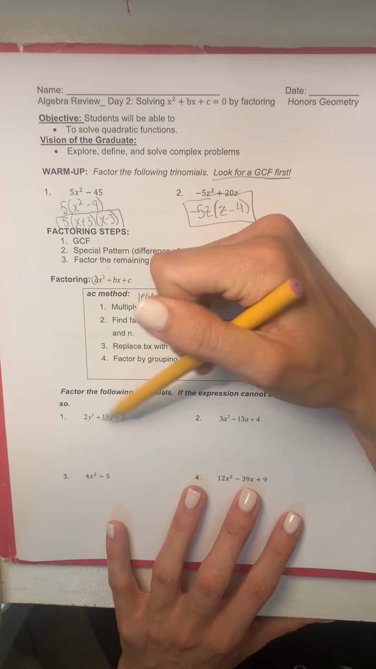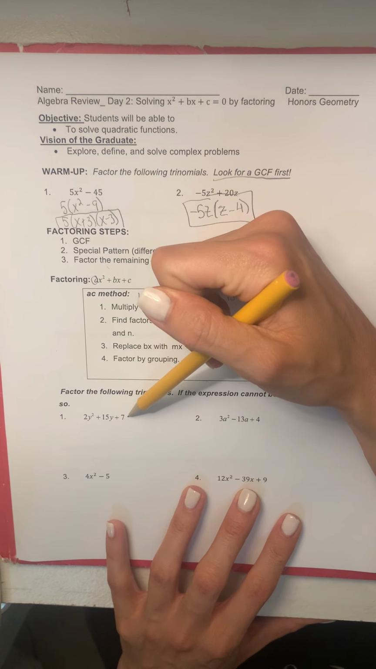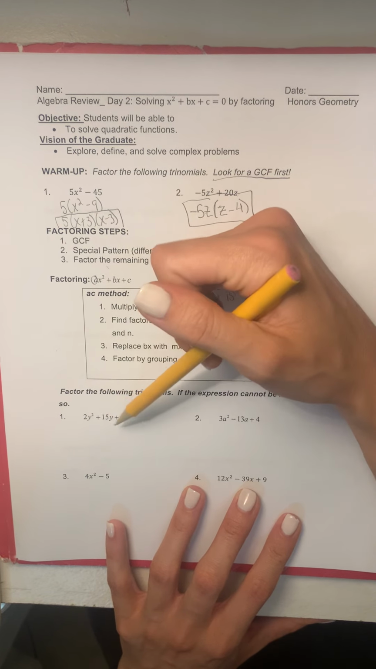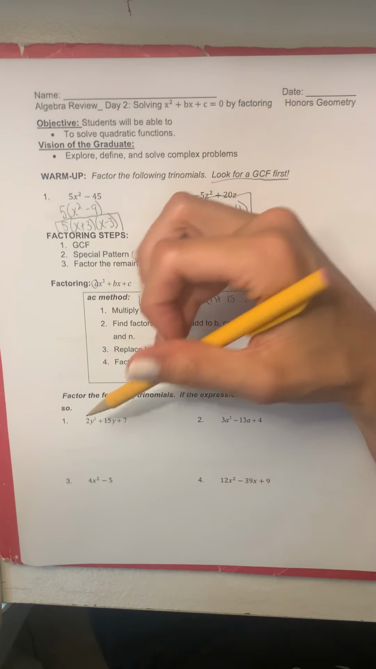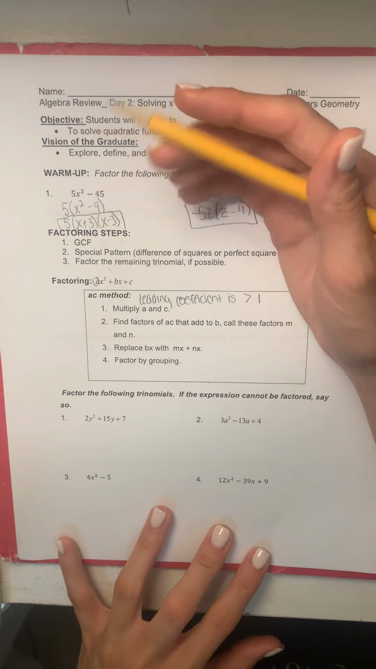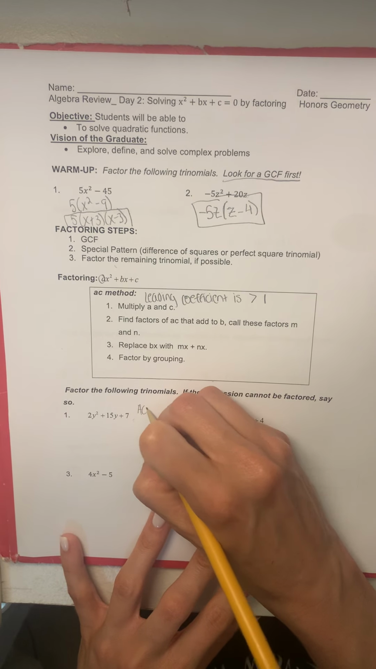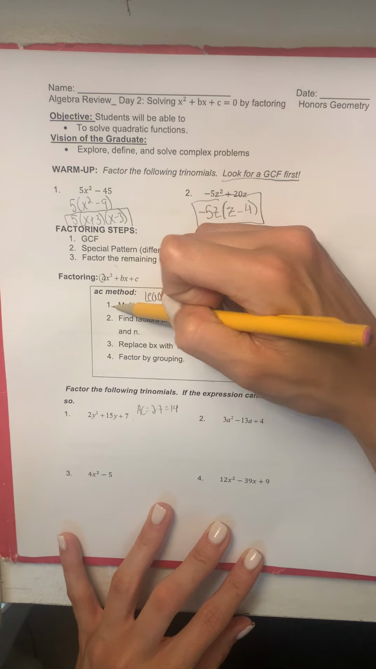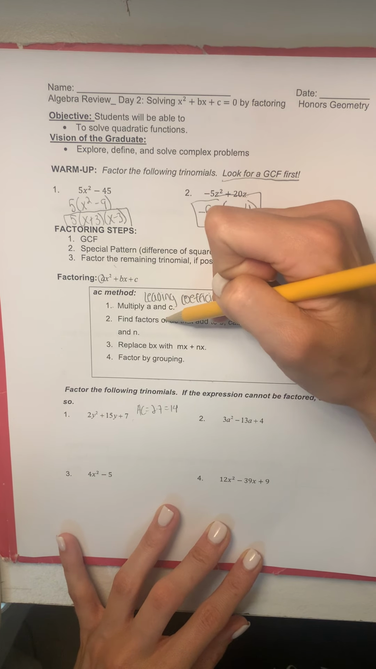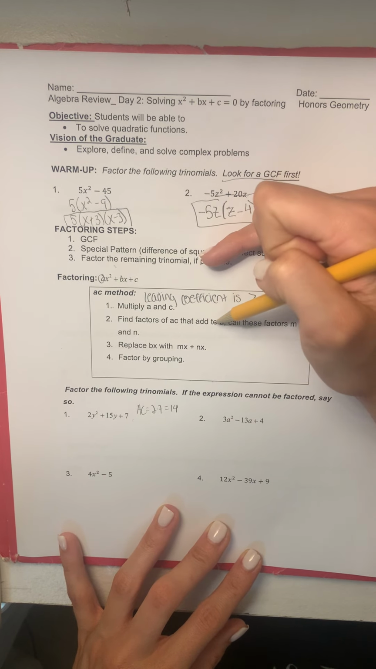Okay. Is this a special pattern? Is 2y squared or 7 a perfect square? Or are both of them a perfect square? No. So now I need to factor. Since the 2 is greater than 1, I'm going to use the AC method. And I'm going to do 2 times 7 is 14. Okay, that's step 1. Step 2, I want to find factors of AC that add to B.